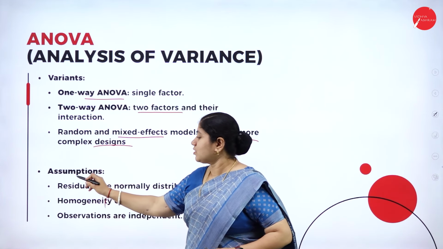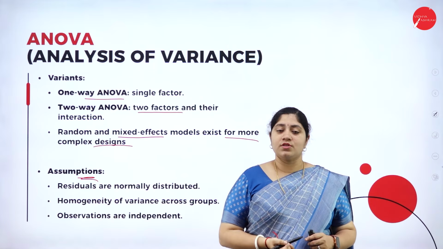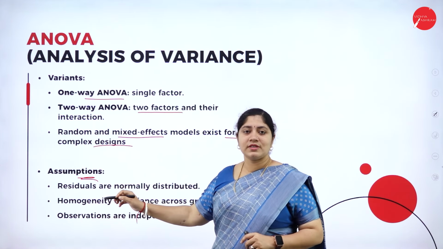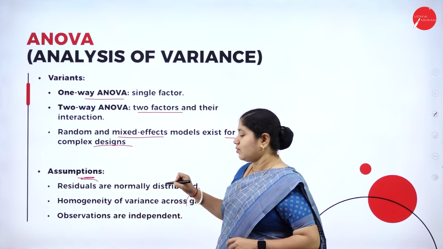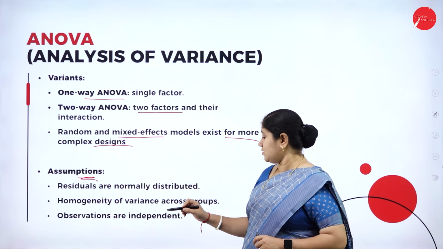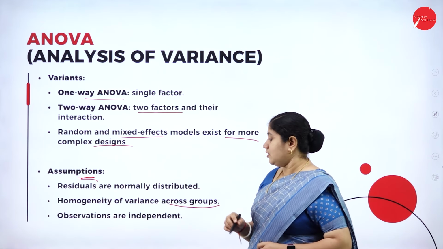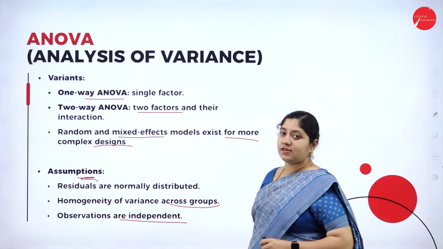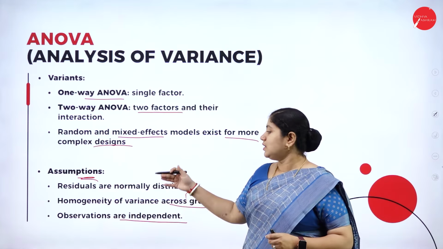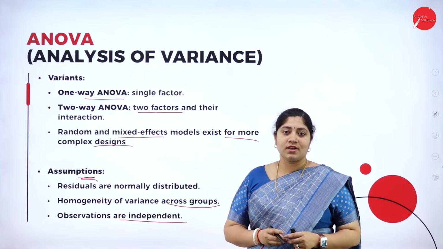Up next, let's see what are the assumptions. As we are analyzing one important component, that is variance, we have to consider a few assumptions, right? Let's see what those assumptions are. The first one is residuals are normally distributed. Next one, the homogeneity of variance across groups is maintained, and the observations are independent. So these are the three assumptions that deal with our ANOVA technique.